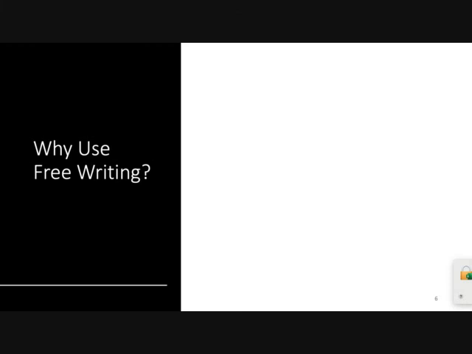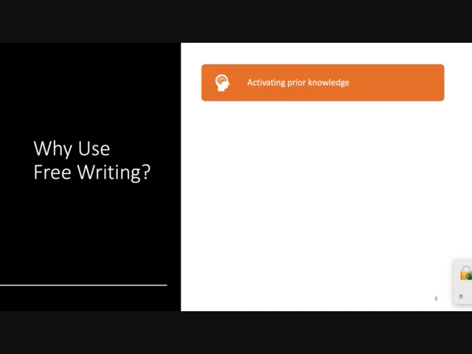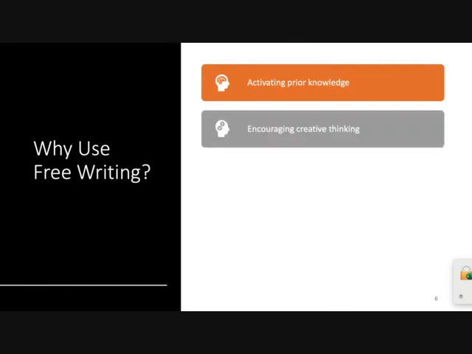Well, as I mentioned before, one of the first things that it can help you do is to help the students activate their prior knowledge about a topic. What do they already know about something, and get creative about it? It really lets them loose, encouraging their creative thinking. If they're not worrying about structure, they can just start being creative and putting silly ideas together. There's no judgment there.